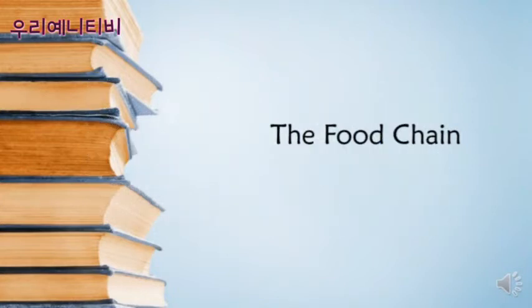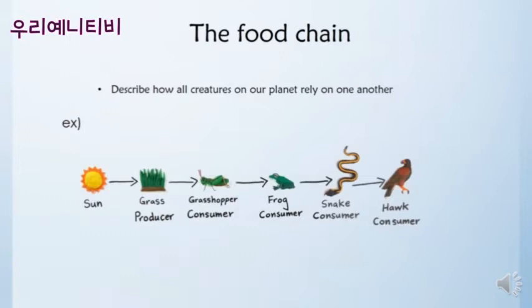Today's point is food chain. Food chains describe how all creatures on our planet rely on one another as sources of food. At the base of most food chains, there are producers like green plants and other organisms. They produce food in a process called photosynthesis, capturing the sun's energy and storing it in their cells as sugars. This energy is then passed from creature to creature up the food chain.